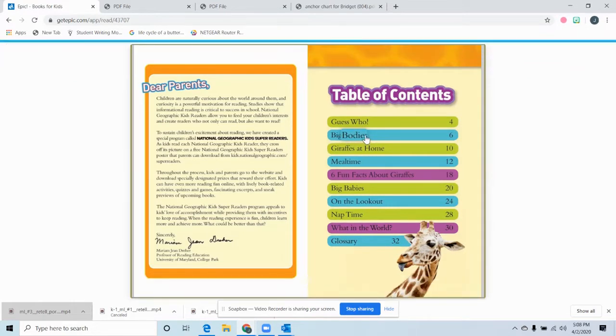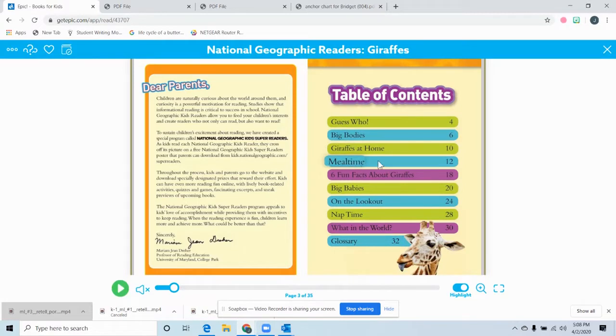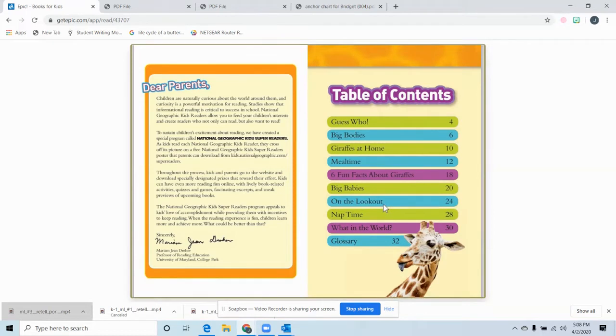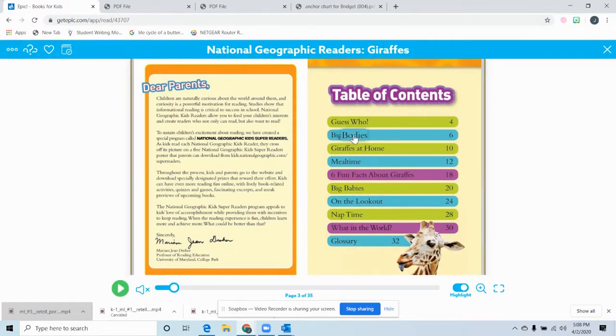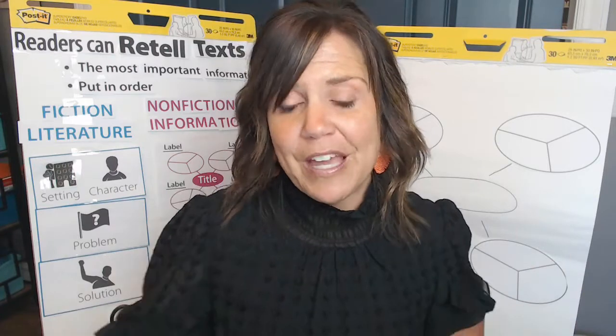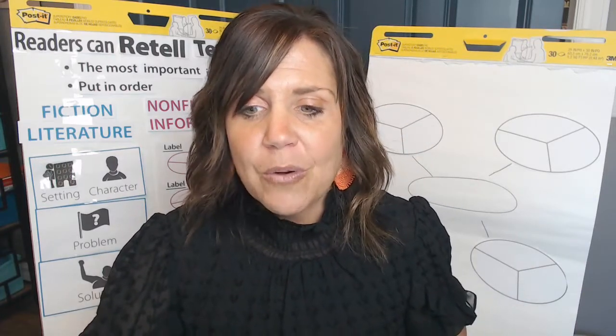We're going to look at their bodies. We're going to look at mealtime. We're going to look at big babies, and on the lookout, how they look out for other animals that may want to hunt them. So we're going to look at big bodies, what their bodies are like, what they eat at mealtime, what their babies are like, and then how they're on the lookout. Those are the sections that we're going to use today. And later, when you try some of this, you may want to look at some of the other sections. So let's just go ahead and read.